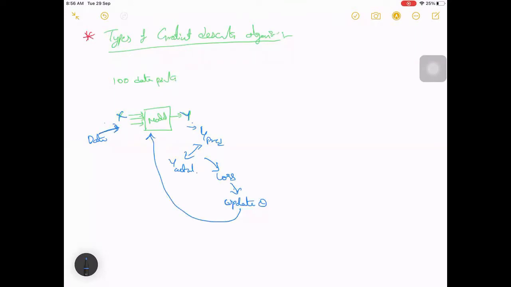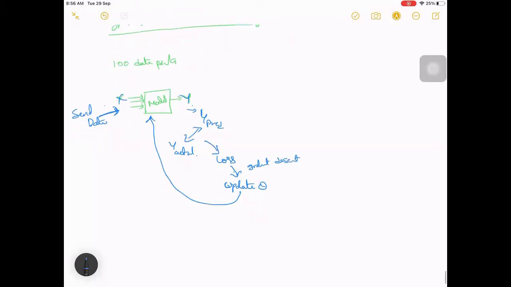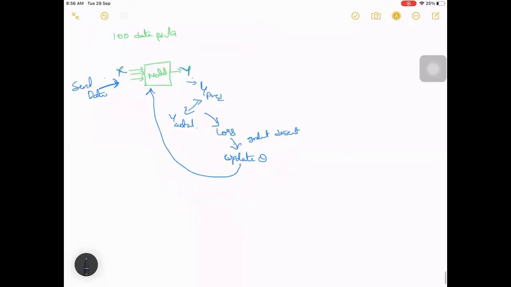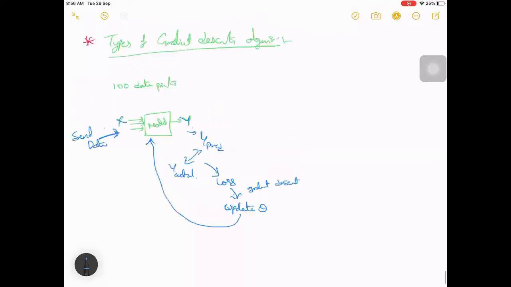After updating theta, which means updating the model, this process continues. We send the data and get the prediction. From that prediction we compare with the actual, get the loss, do gradient descent and update theta. Then this continues. Now you may have a doubt: should we send one data point at a time or all data points at a time? We implemented the vector-based version where we send all data points at a time.